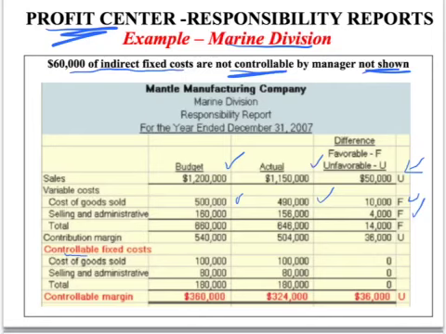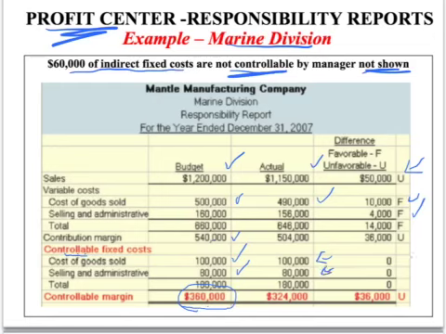Anyway, we come up with what's called the controllable margin. This is a new term. Controllable margin is the contribution margin minus those controllable fixed costs. In this case, they said the controllable fixed costs would be the cost of goods sold and selling and administrative. So his controllable margin would be the $140,000 contribution margin minus the controllable fixed costs. And he noticed that the fixed cost did not change, so he has no variances on that.